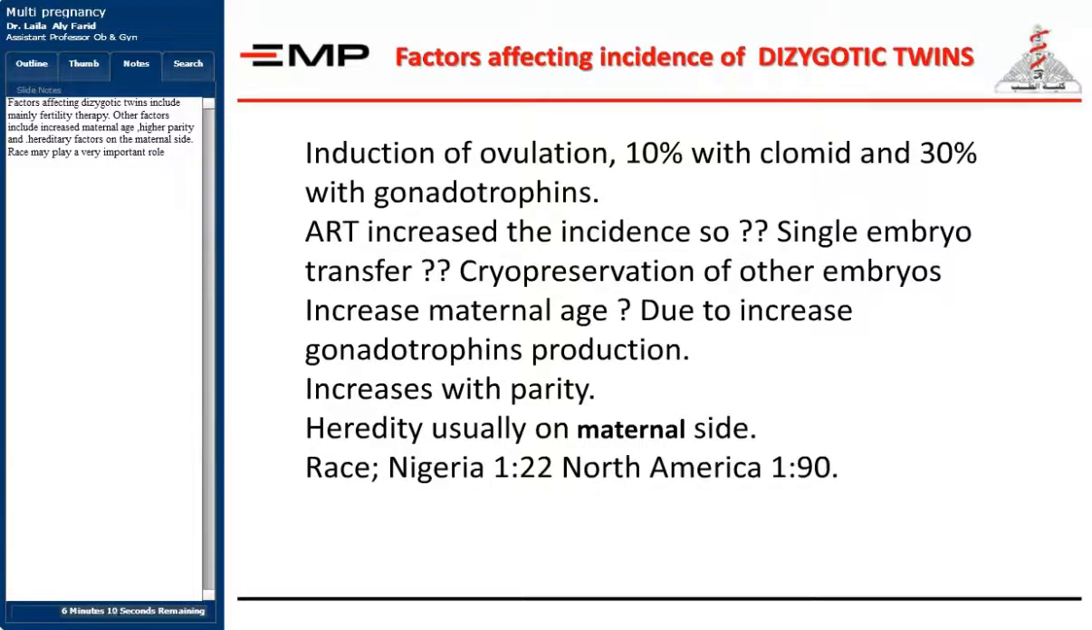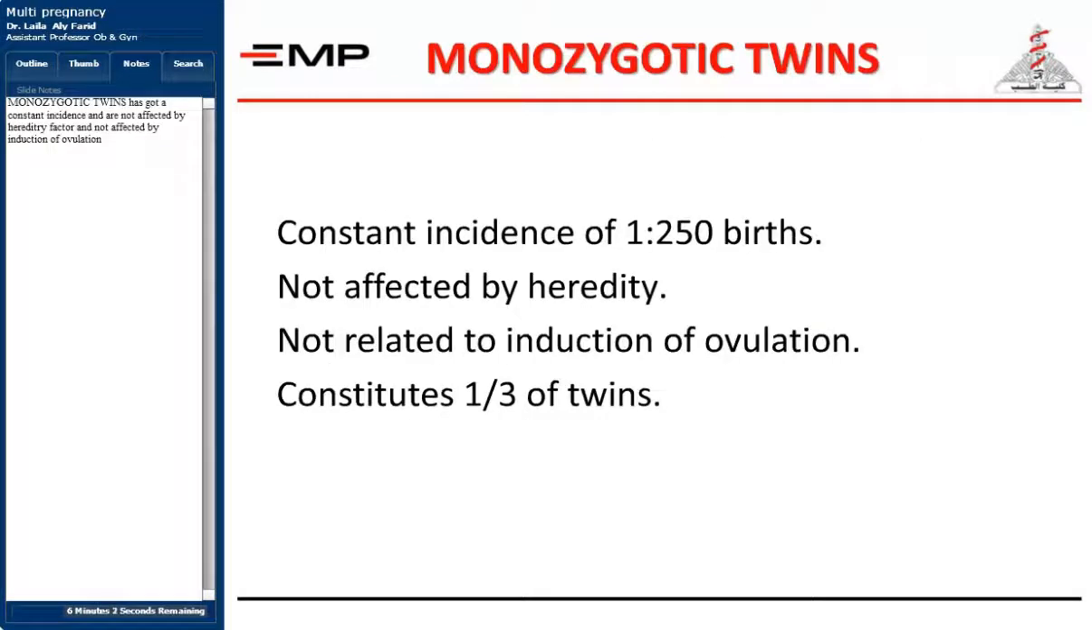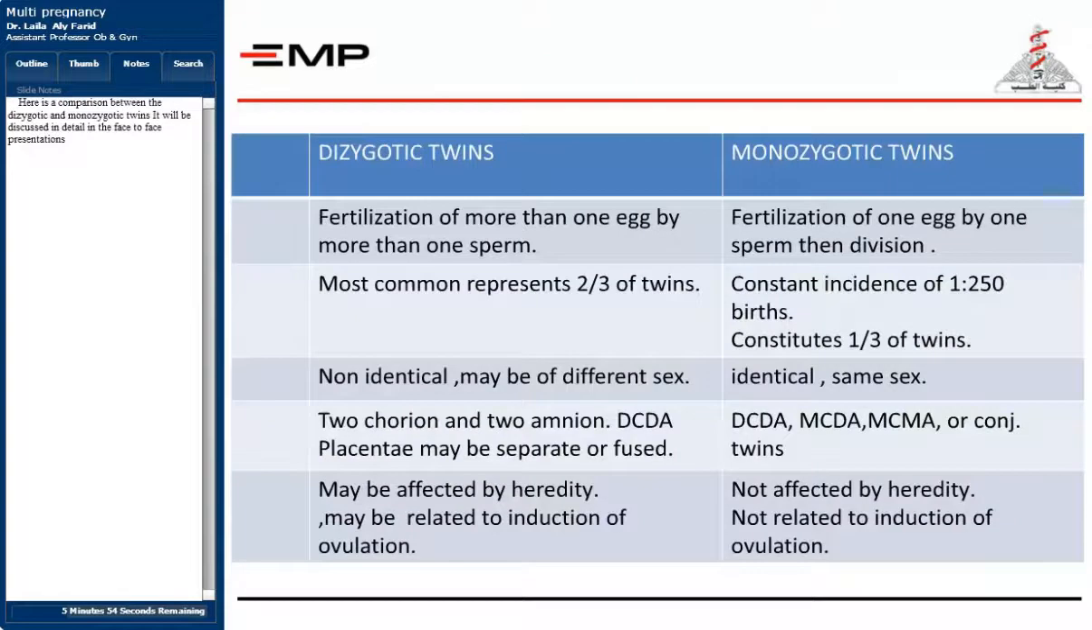Other factors include increased maternal age, higher parity, and hereditary factors on the maternal side. Race may play a very important role. Monozygotic twins have a constant incidence and are not affected by hereditary factors and not affected by induction of ovulation. Here is a comparison between the dizygotic and monozygotic twins. It will be discussed in detail in the face-to-face presentations.